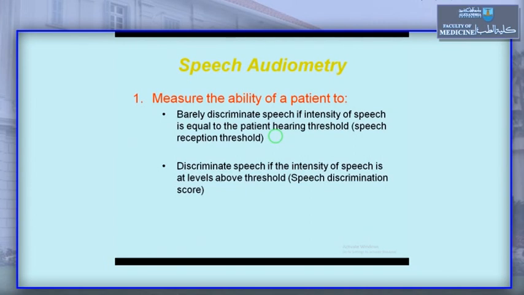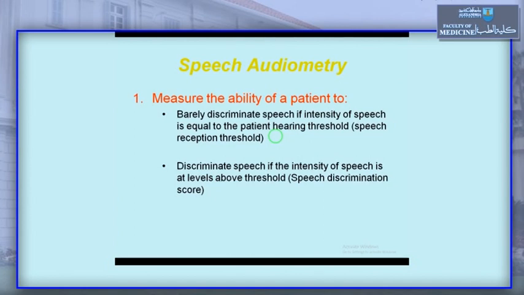Now why are we testing for speech threshold? Because a speech threshold can confirm the results of the pure tone audiogram. You have to know that speech reception threshold should equal the pure tone average that we have talked about in the pure tone audiometry. If I have a pure tone average of 55 decibel, then I should get speech reception threshold at 55 decibel, for example.